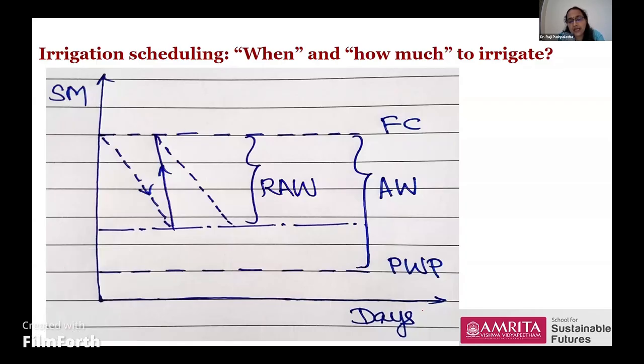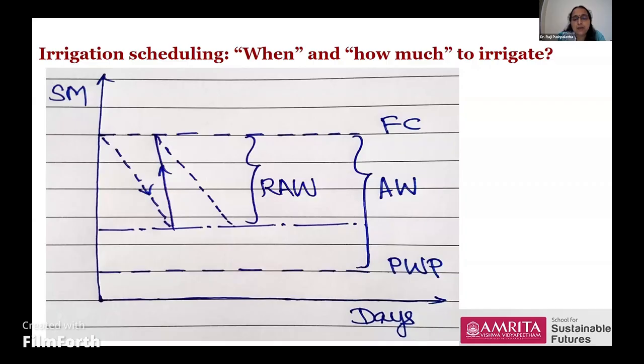X-axis denotes days. That means starting from planting to the crop maturity. That means you can call this a cropping season. And y-axis denotes the soil moisture, SM. Okay, so here you can see the maximum amount of water that the soil can retain against gravity is the field capacity. So let's assume this is the field capacity for this particular case.